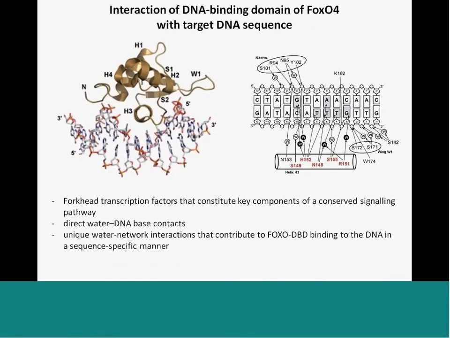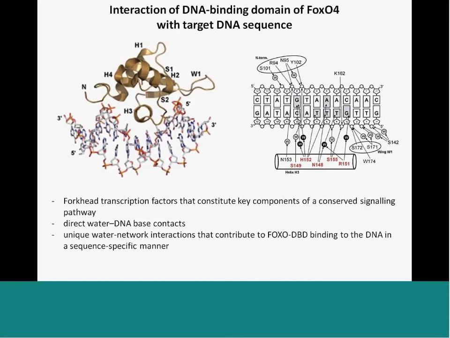So there's another project, and this is the third project which we did several weeks ago, and this is the interaction of a DNA binding domain of FOXO4 with target DNA sequence. A few years ago, we obtained the crystal structure of this DNA binding domain of FOXO4 with target DNA sequence, and we recognize that FOXO4 is a transcription factor that constitutes a key component of a conserved signaling pathway. From the structural analysis, we were able to recognize that there are specific direct water-DNA base contacts, and also unique water network interactions that contribute to FOXO binding to DNA in a sequence-specific manner.